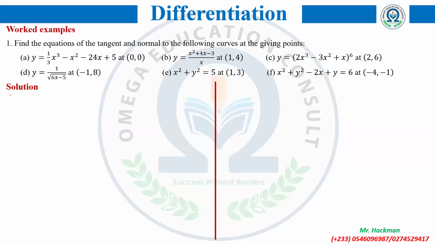Okay, so having dealt with that, I was saying that you write your major question number, then your A, which is the minor question number. A, what are you given? Y is equal to your curve, which is 1 over 3 x cubed minus x squared minus 24x plus 5. And what are you given? The point that you are given is 0, 0. That's the origin. So you are finding the equations of the tangent and normal, so finding 2 equations to this particular curve at that particular point, 0, 0.